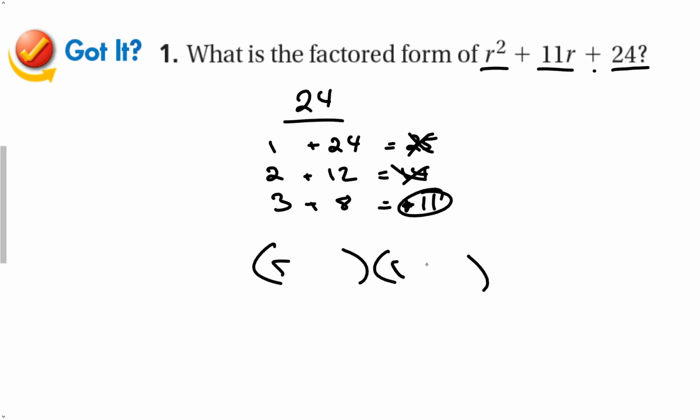That's r, and then plus 3 and plus 8 to give me my 11, and those are my two binomials. This is now factored. And of course, check it to be sure by FOILing it back out.